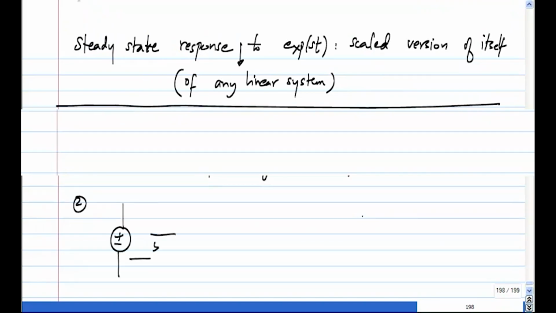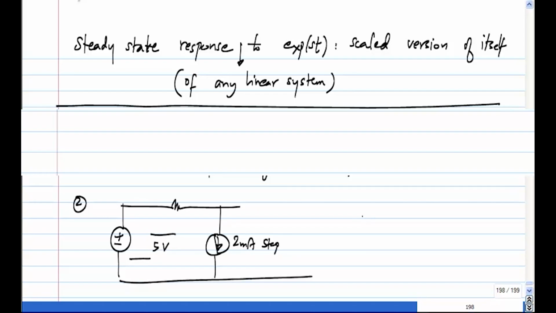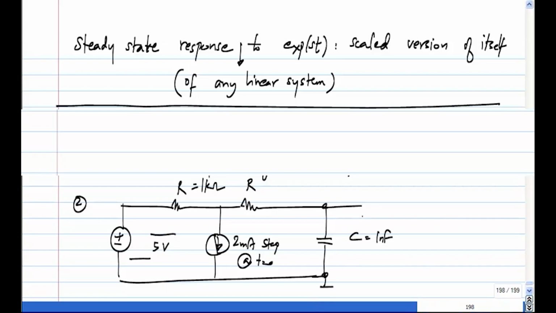So let's say this steps to 5 volts at t equal to 0, and then this also is a 2 milliamp step at the same time at t equal to 0. So maybe you take this to be 1 kilo ohm and 1 nanofarad. The particular things don't matter. So now, first you find the total response taking everything together by taking the Thevenin equivalent, etc. Then you try to do the superposition. Take the total response with this 5 volt source alone, total response with this 2 milliamp source alone, and then add the two and see if you get the same result as the actual total response or not. Or if not, what exactly is wrong with it.